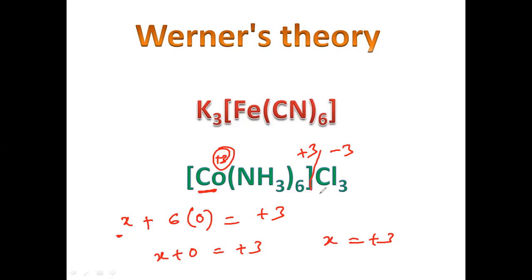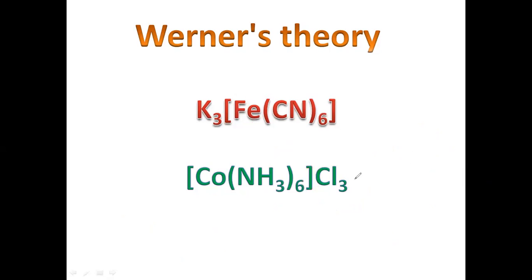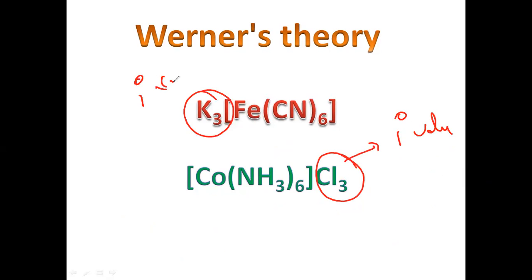But if chlorine is not there, how can we calculate the oxidation state of this cobalt? That means the 3 chlorines are satisfying the oxidation state of this central metal ion. These chlorines, whatever the 3 chlorines, are outside this coordination sphere, and they are called our primary valency. Here 3 potassium and here 3 chlorines are our primary valency.